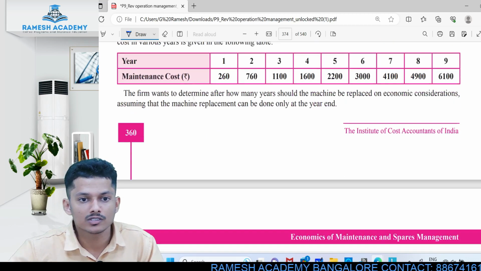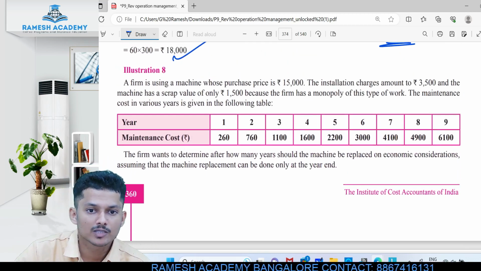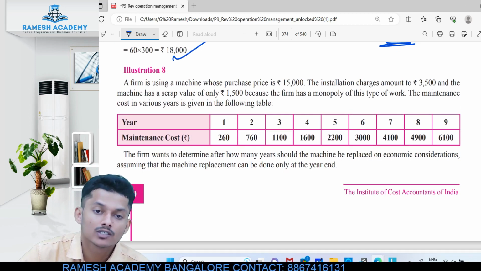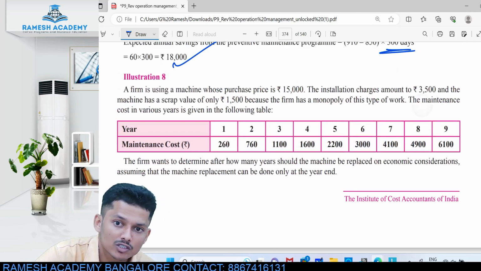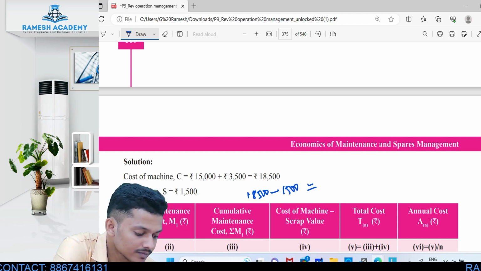Okay, next question. See, example 8. A firm is using a machine whose purchase price is 15,000. The installation charges amount to 3,500 and the machine has a scrap value of 1,500. So after the scrap, the machine value will be how much? 15,000 plus 3,500, 18,500. After scrap, that is 1,500, you have to deduct. You will get how much? 17,000.